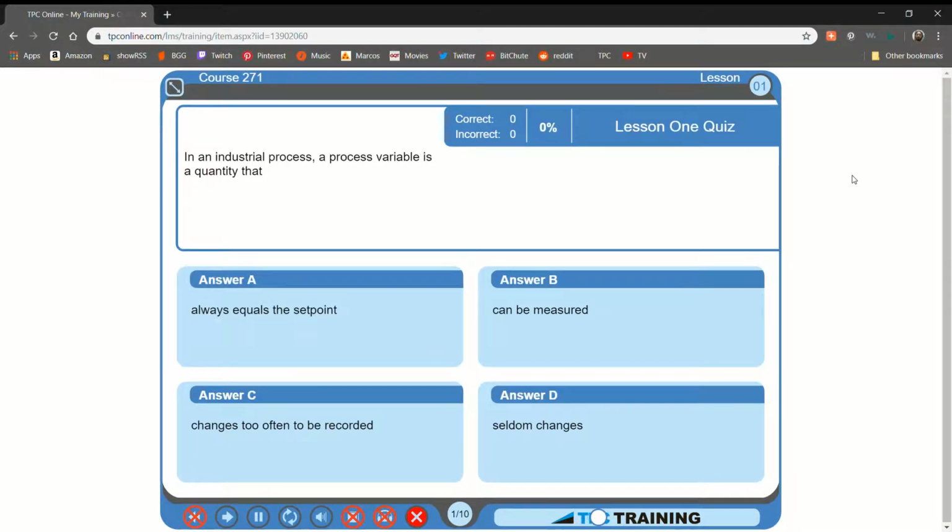Always equals the set point. B, can be measured. C, changes too often to be recorded. D, seldom changes. That is correct.